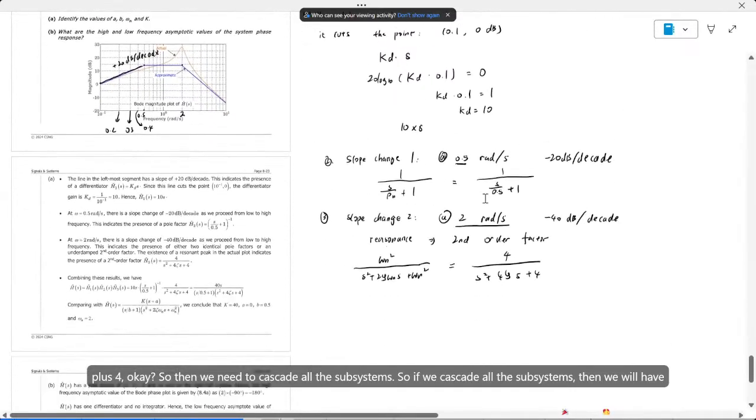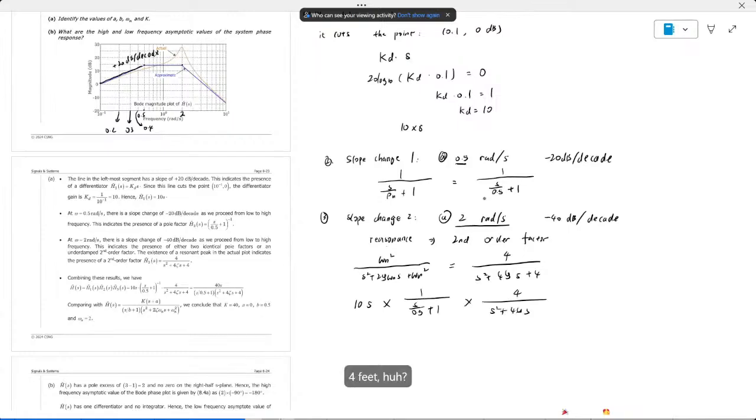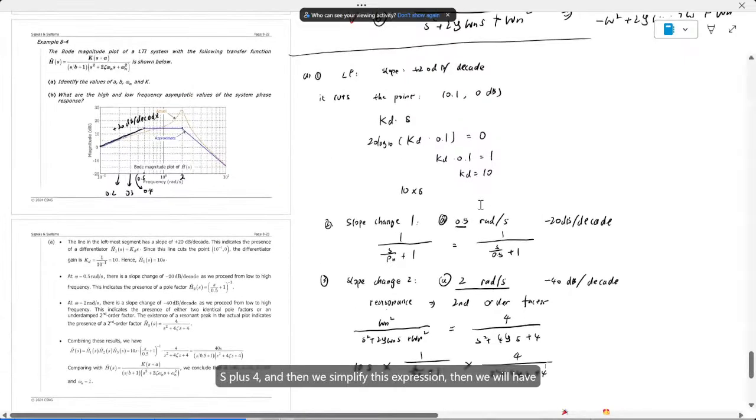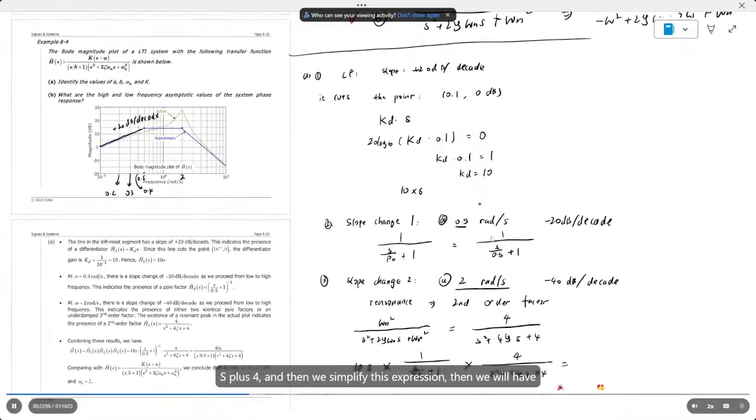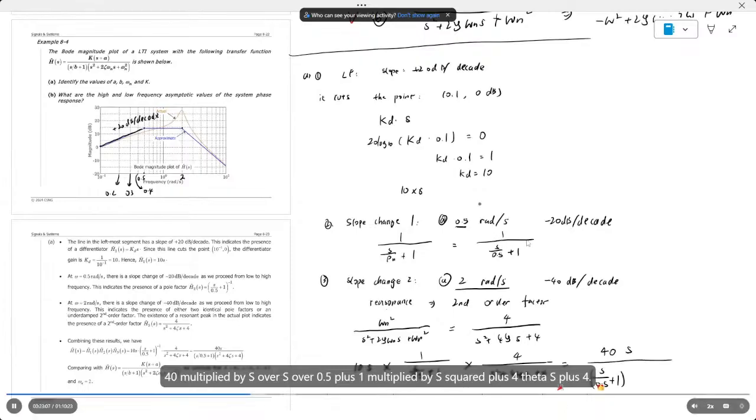So if we cascade all the subsystems, then we will have 10S multiplied by 1 over S over 0.5 plus 1 multiplied by 4 over S squared plus 4 theta S plus 4. And then we simplify this expression, then we will have 40 multiplied by S over 0.5 plus 1 multiplied by S squared plus 4 theta S plus 4.